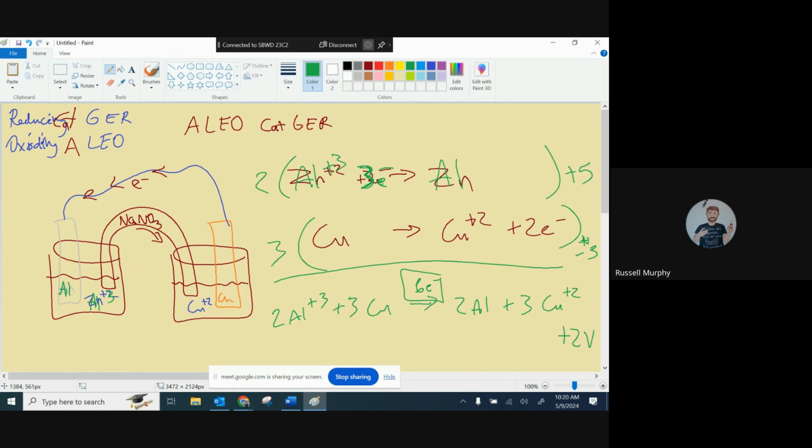Did you get the sodium nitrate? Inside the salt bridge, there's got to be some boring salt, something that's really soluble. So sodium is a group one metal and always dissolves. Nitrates or acetates always dissolve. So it's got to be some really boring, super soluble salt so that as the electrons move, we can have the ions balance them out.